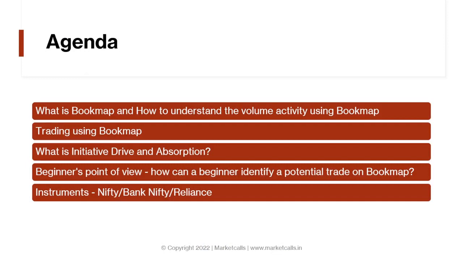In today's session, what we are going to discuss is what Bookmap is and how to understand the volume activity using Bookmap. And of course, trading using Bookmap, that is the ultimate thing that we're going to talk about. And some of the important principles about order flow, like what is initiative drive and order absorption, and how we can visualize them using Bookmap tools. And from a beginner's point of view, how a beginner can identify a potential trade on Bookmap, trading instruments, particularly Nifty or Bank Nifty or Reliance. So how to look into that information, how to read that information. That is what primarily we're going to discuss in today's topic.